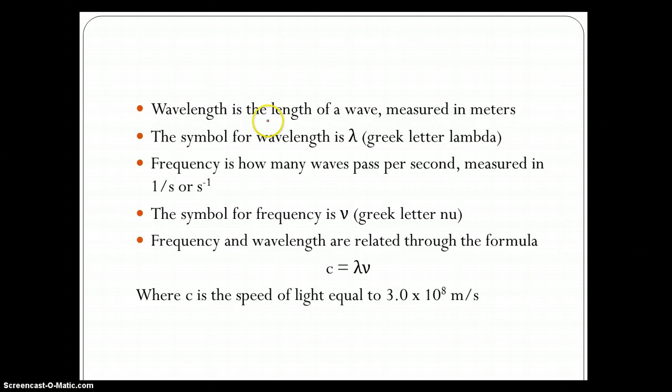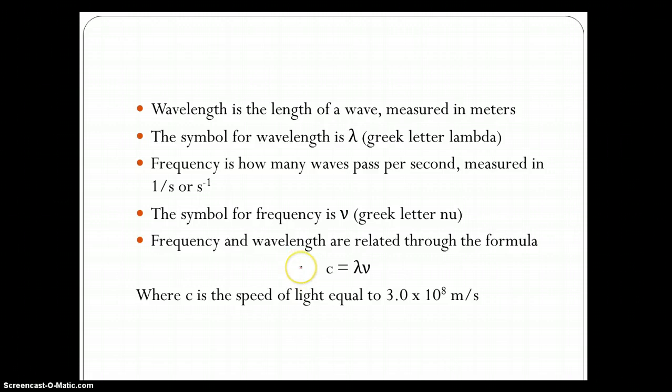Wavelength is the actual length of a wave, so it's measured in length, which we'll use meters, and the symbol right here is called lambda. It's a Greek letter, and that's what we'll use to denote wavelength. Frequency is how many waves pass per second, so we're going to be measuring in 1/seconds, or seconds to the -1. And the symbol for frequency is the Greek letter nu. It's kind of a V shape.